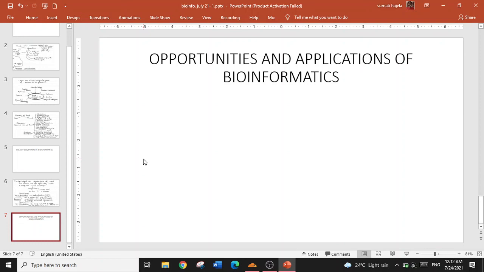Forensic science: this science will help to find out the culprit by DNA analysis from the samples present at the crime site. Antibiotic resistance: bacteria show antibiotic resistance, and genes responsible for them can be found out, and that can be used for human benefit.